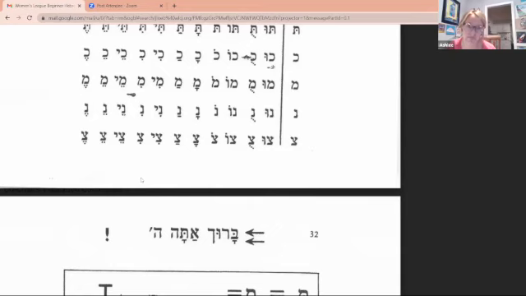So Baruch Atah, the H with the Yud and the little apostrophe, is just another way to say Adonai. Don't let it confuse you, thinking, what word did I miss that starts with an H sound? You just have to know it. So this page is very easy.